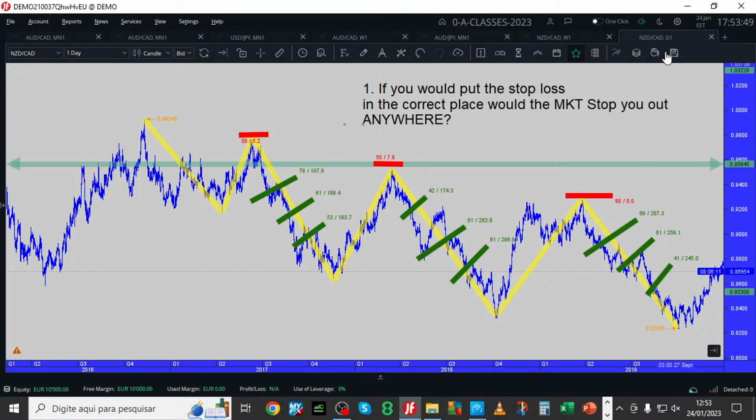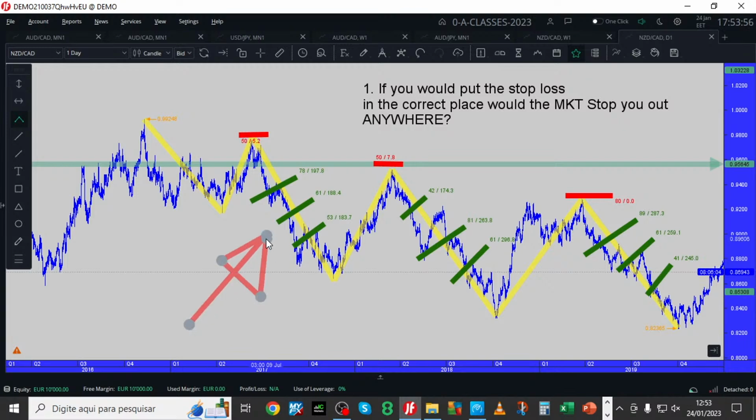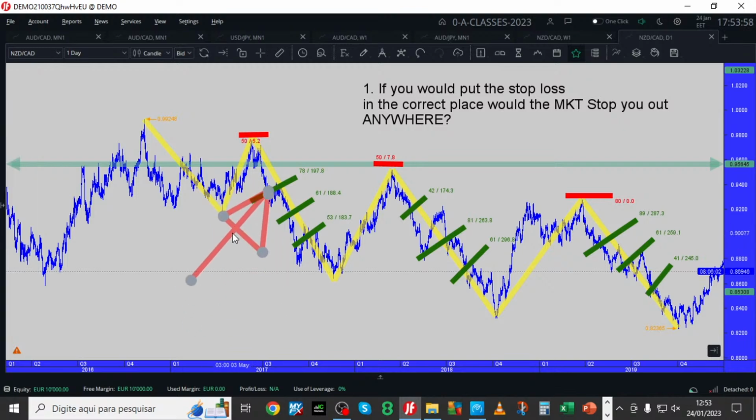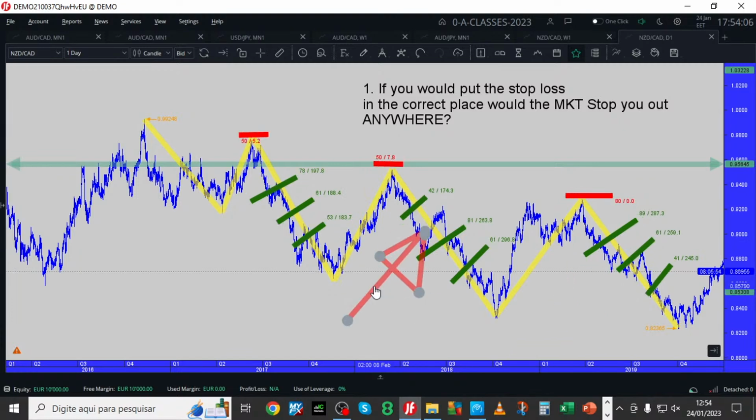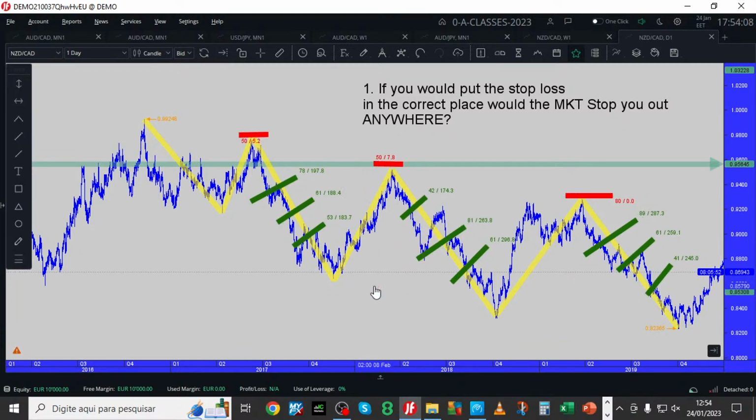And here is the good news for the beginner traders. Oh, you know, the timing, is it now the right time? You don't care. You could be shorting the market here, here, or here, or here, here, here. If you would use the stop loss in the correct way, the market would never stop you out. Agreed, everybody?